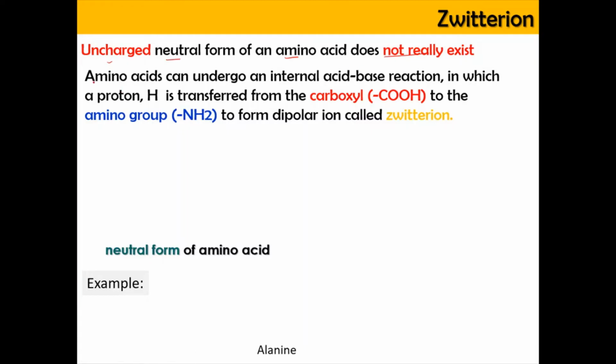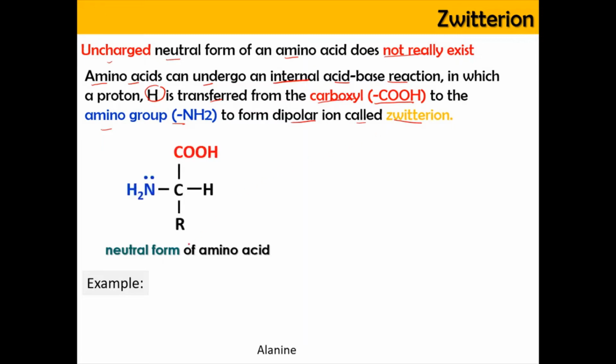Okay, what it means by that is that the amino acids can undergo an internal acid-base reaction in which the proton, which is the hydrogen, is transferred from the carboxyl group, which is the COOH, to the amino group, which is the NH2, in order to form a dipolar ion called the Zwitterion.